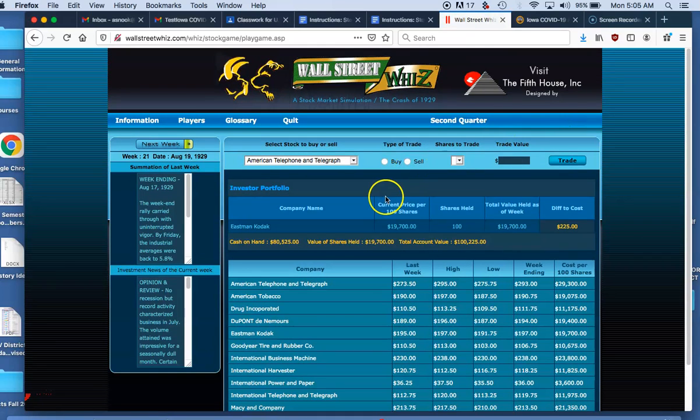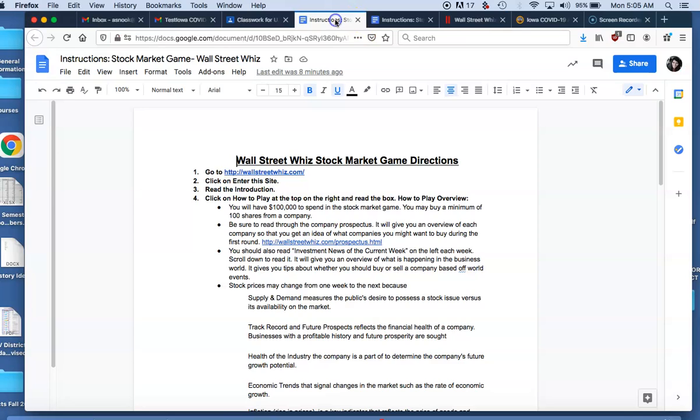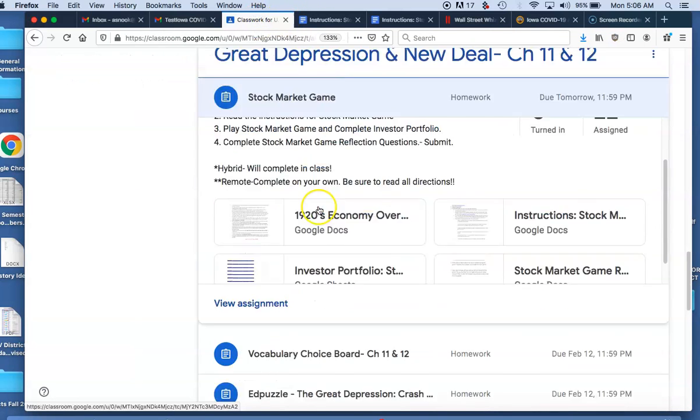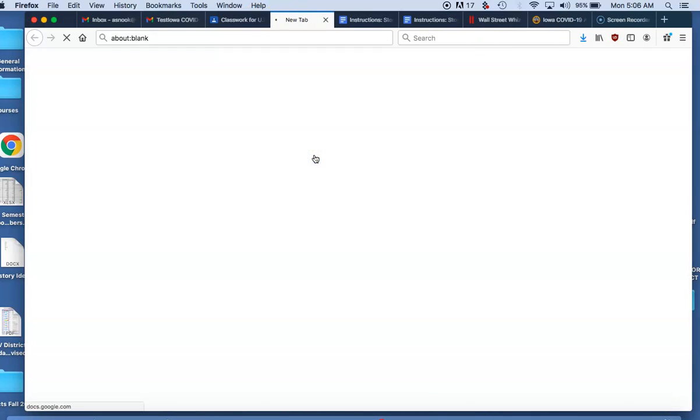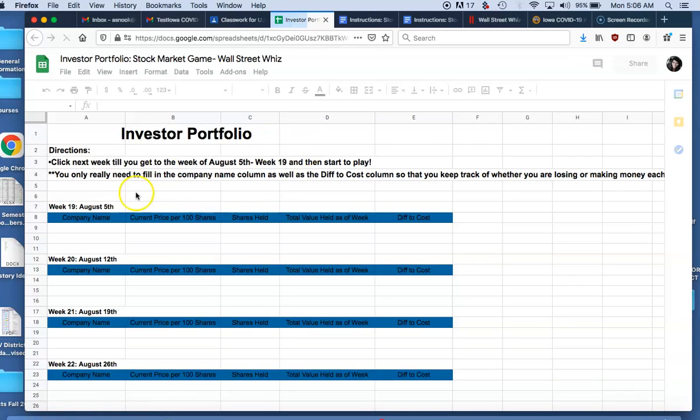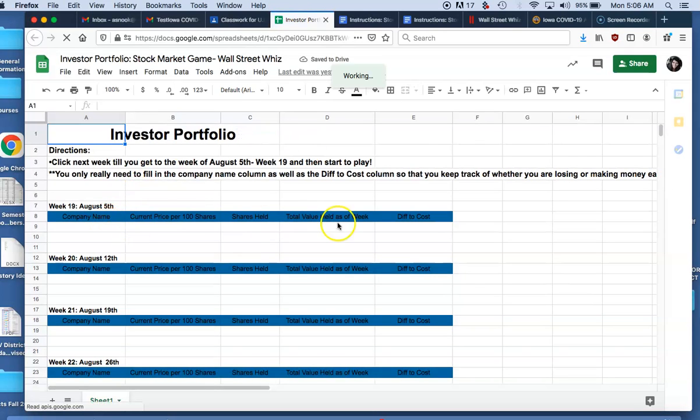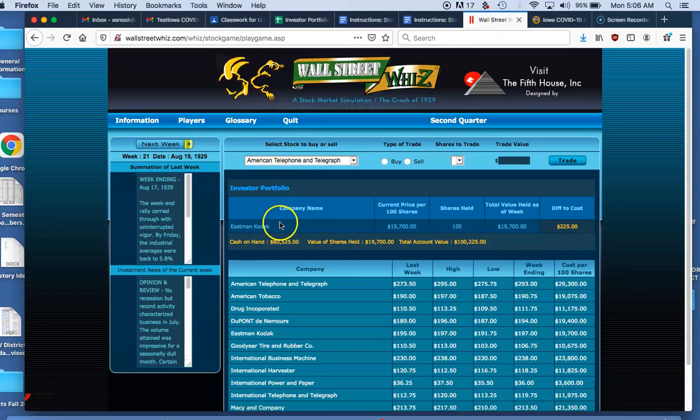Okay, so you have this lovely chart that you're going to be filling out while you play. It's called the investor portfolio. For the first week, this is just the same. So it's company name, the current price per 100 shares, how many shares you bought, did you buy 100, did you buy 200, total value held as of this week, difference to cost. So it's basically just this top chart here, okay?